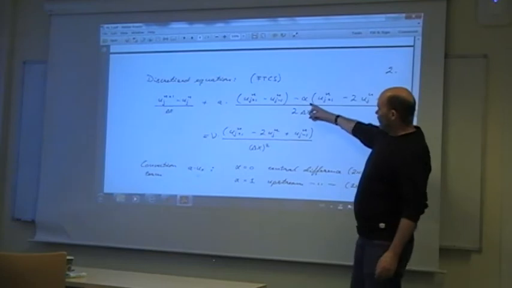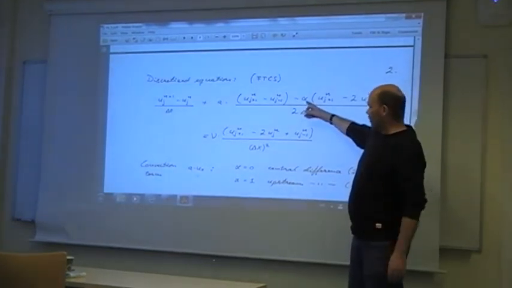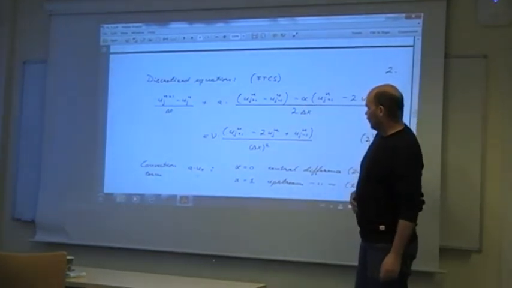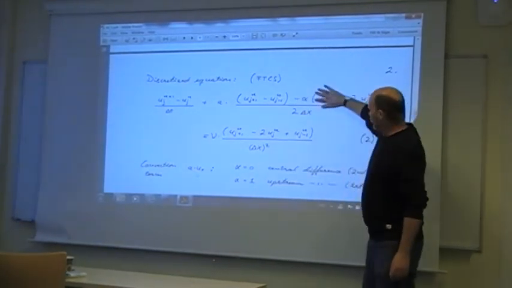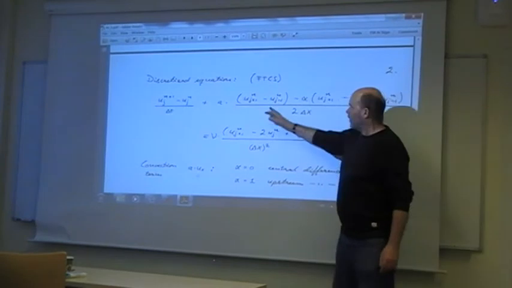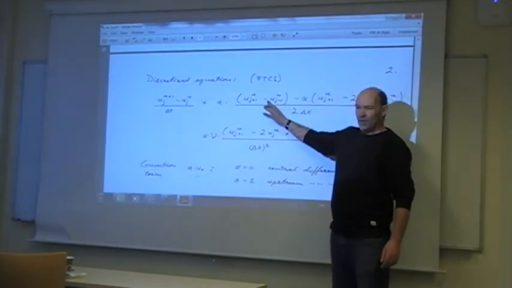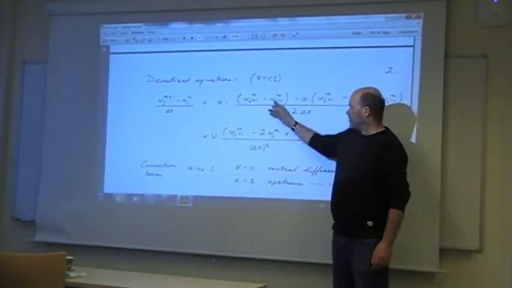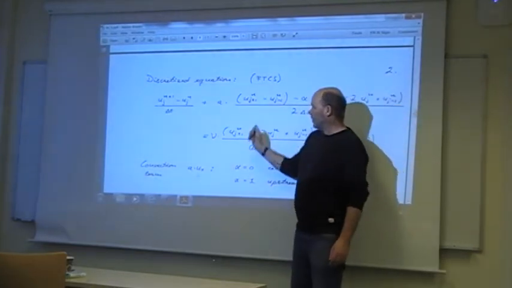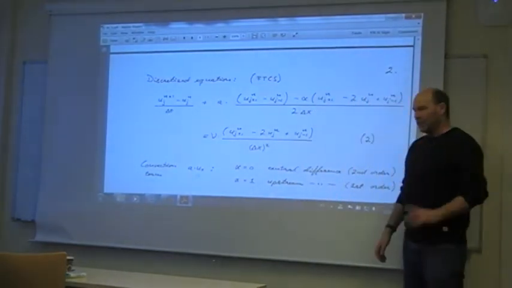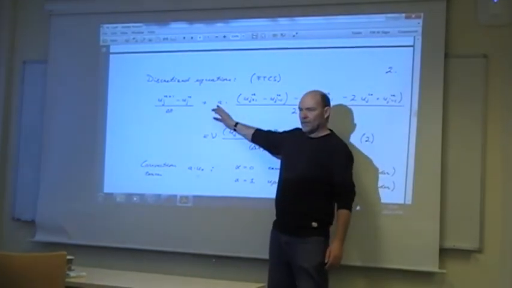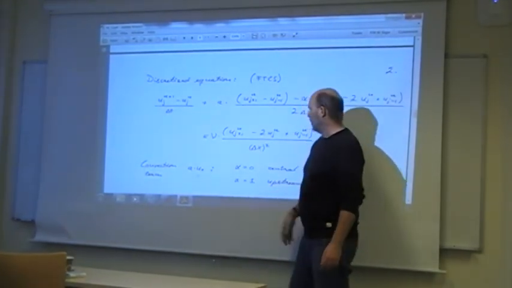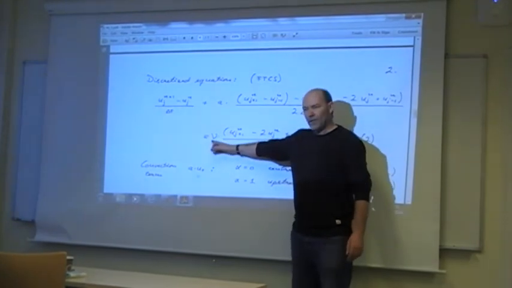I have a parameter alpha, which is sort of a switch. If you say alpha is 0, then you get rid of this, and you are back with the second order accurate central space differencing for this convective term. Remember, it's only the convective term where you have a velocity in front that you can actually use this upwind scheme. Nothing to do with the viscous term.